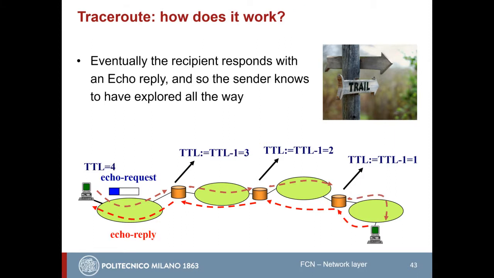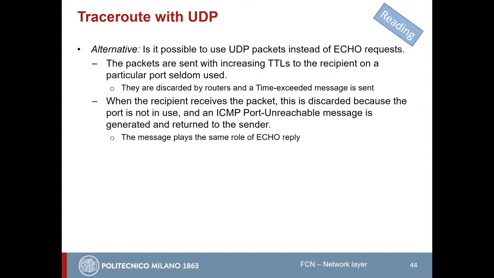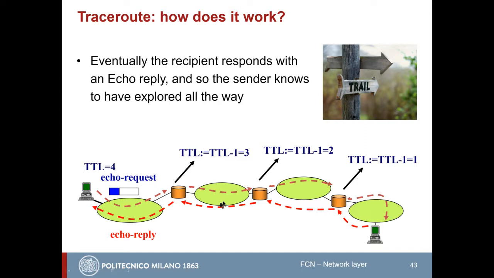Then the destination, which receives an echo request, will reply with an echo reply. So by this trick, we can trace the route until the destination. And so basically you have the list of all the interfaces that were crossed by the packet.